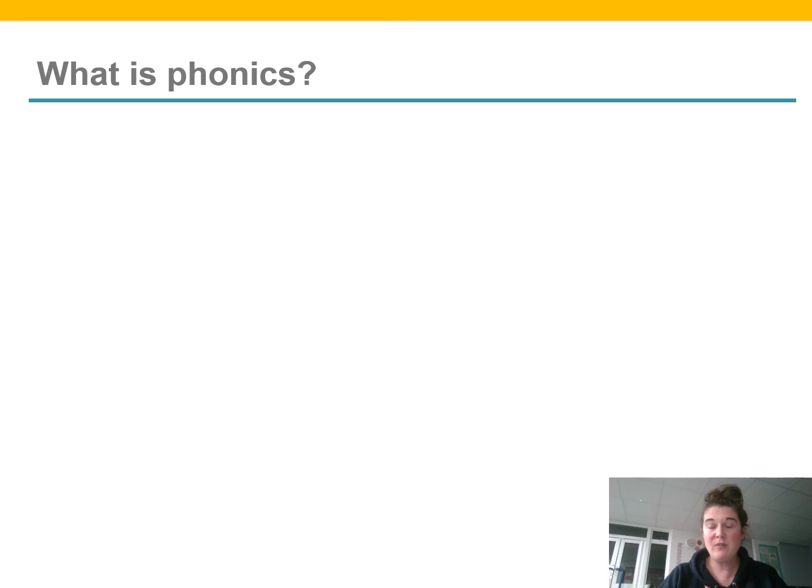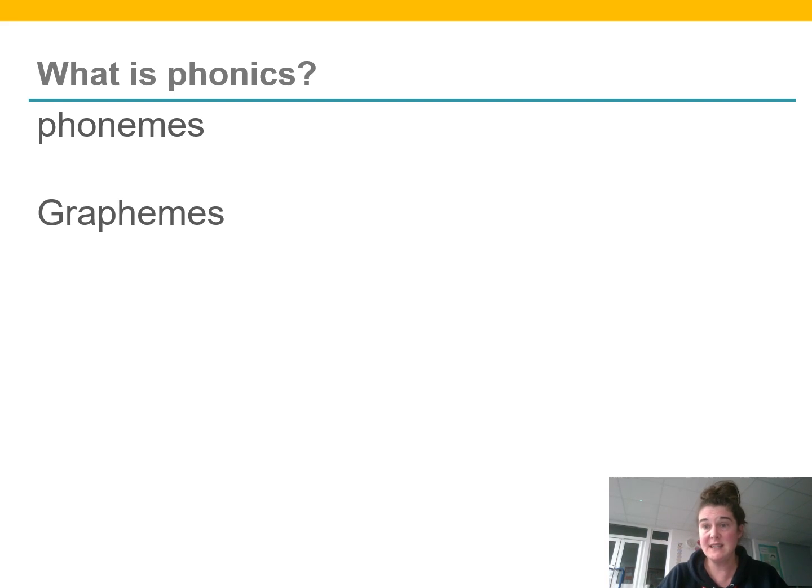So thinking about what phonics is, here are some of the words that you might have heard your child or children say at home. Phoneme is one. This refers to a single unit of sound, so a single letter, or it could indeed be 2 or 3 letters that group together to make one unit of sound. Grapheme. A grapheme is the letter. It's the way in which we write that sound.